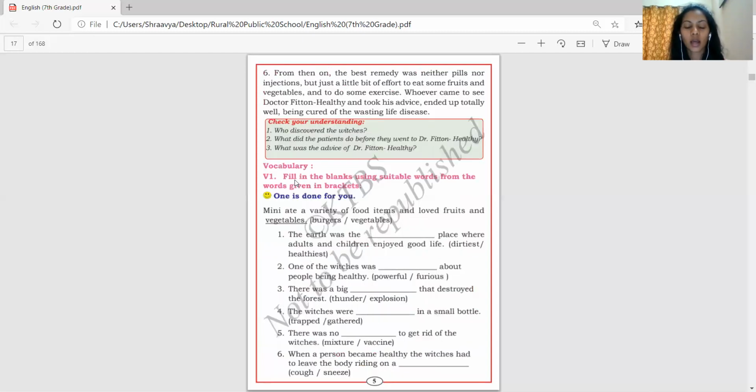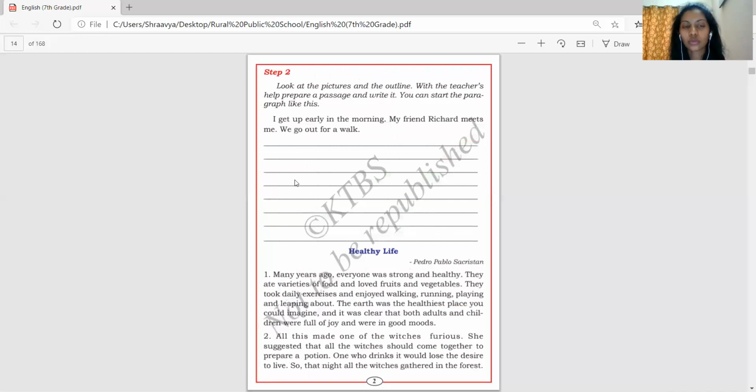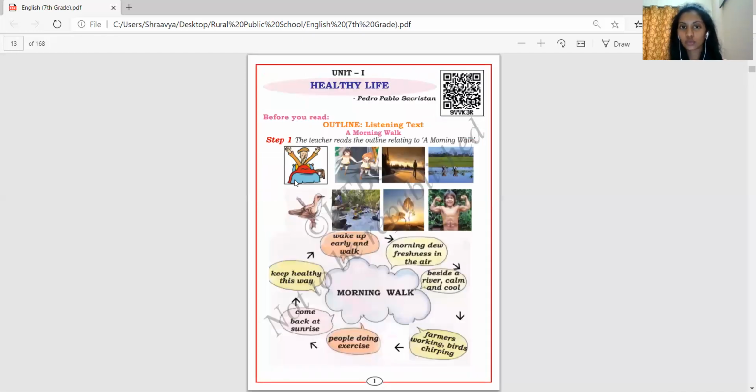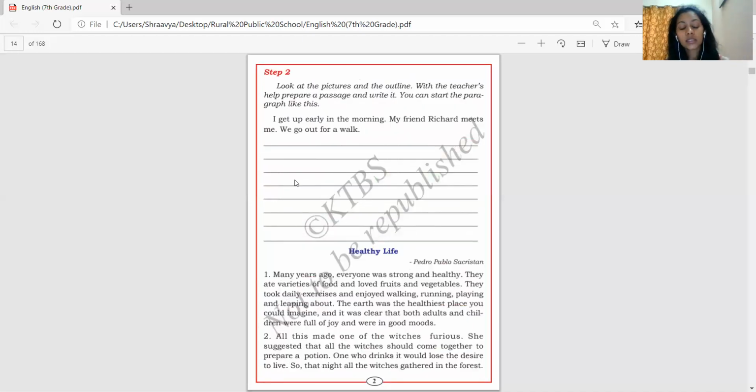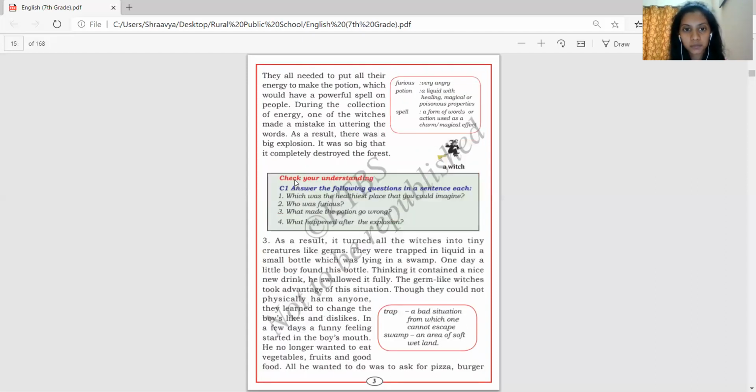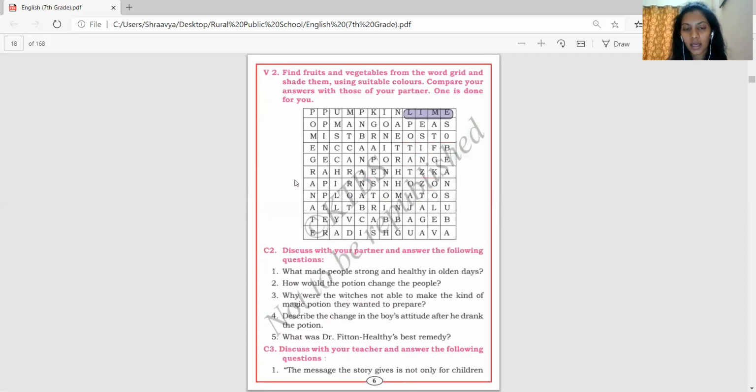And I would ask you to do everything I've asked you to do from the start. One is write 2 to 3 lines on a morning walk. Use these pictures as a help. Read this lesson, Healthy Life, once by yourself. Read it out loud so that you're able to pronounce each word. You know the meaning of each word, and see if you can answer the questions yourself and fill in the blanks. And in the crossword, try finding more fruits and names of fruits and vegetables in English.